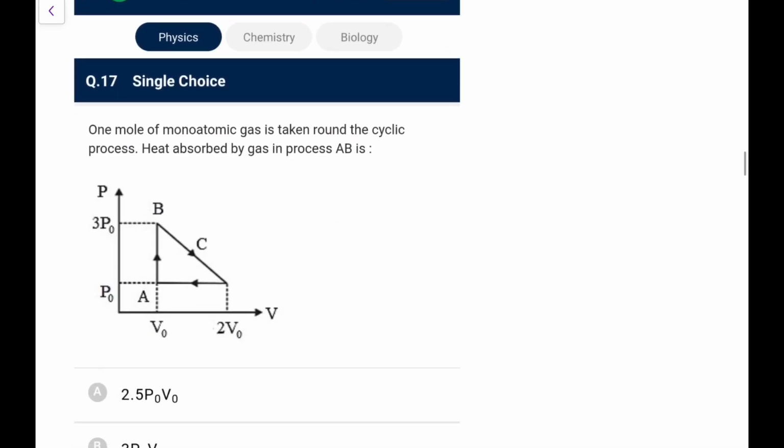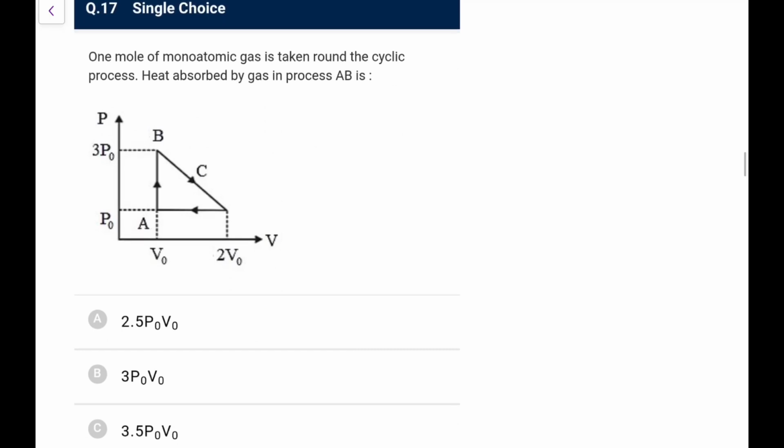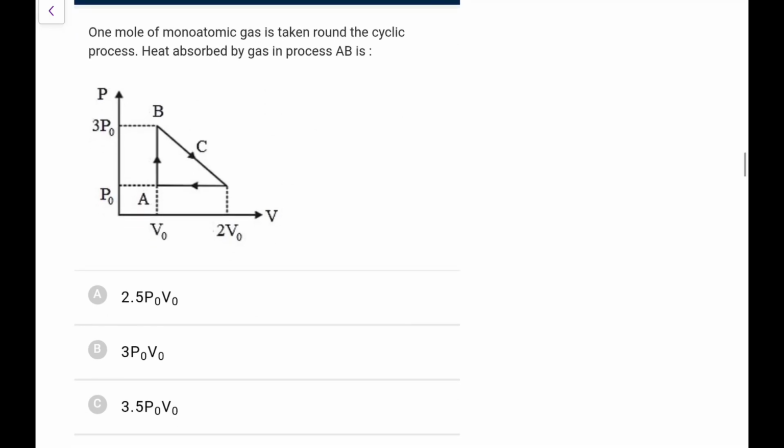Next one. 1 mole of monoatomic gas is taken around the cyclic process. Heat absorbed by the gas in the process AB. AB is isochoric. So QAB you write it as nCV delta T. Because it is 1 mole, CV is 3R by 2, delta T. Delta T would be TB minus TA.